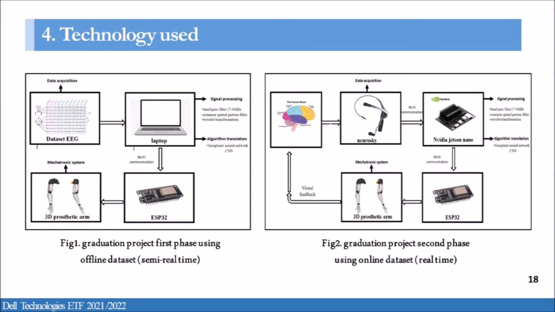The second phase is using an online dataset in real time, as we acquire the EEG signal from a NeuroSky headset and then send it to the NVIDIA Jetson Nano to do signal processing and algorithm translation. After that, the ESP32 microcontroller receives the commands from the NVIDIA and controls the servos to manipulate the movement of our prosthetic arm.